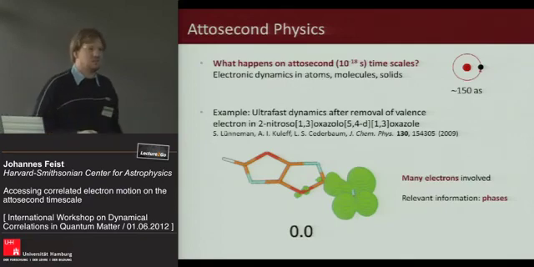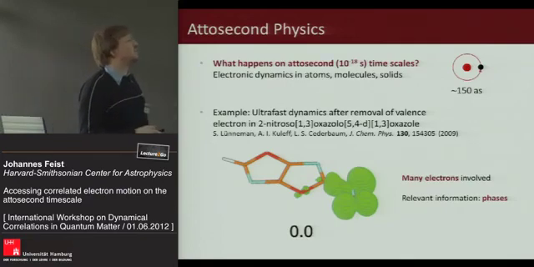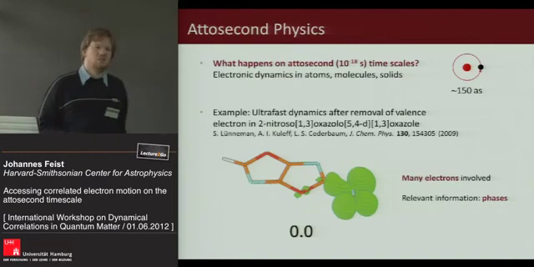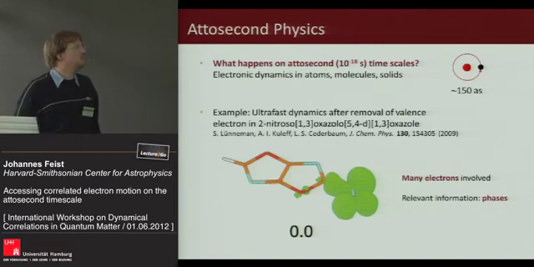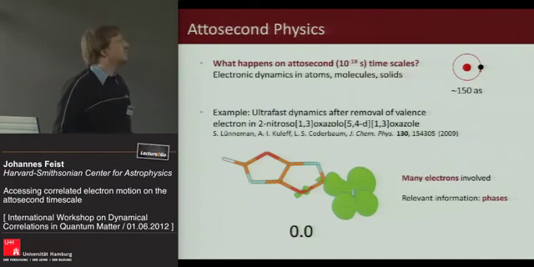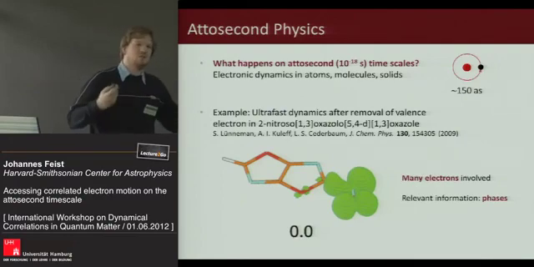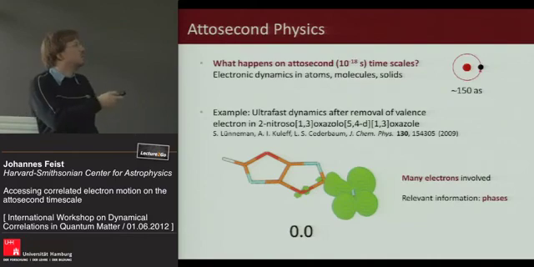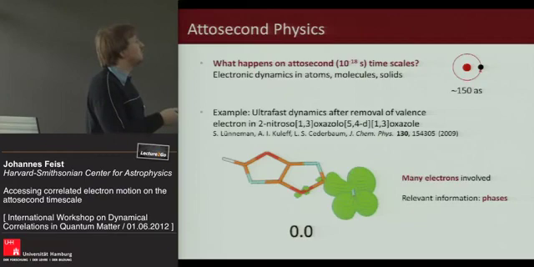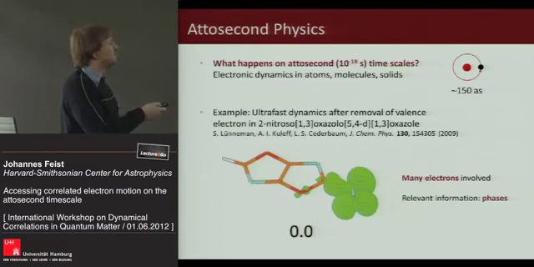So just as a general introduction, why are we interested in attosecond physics? What happens on attosecond timescales? The most often given example is that the orbit time of a classical electron in the ground state orbit of the Bohr model is about 150 attoseconds. So we already know that timescales of electron motion in atoms, in molecules, or in solids are on the attosecond timescale.